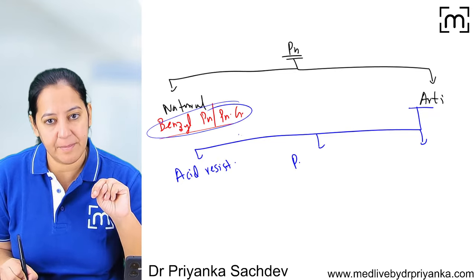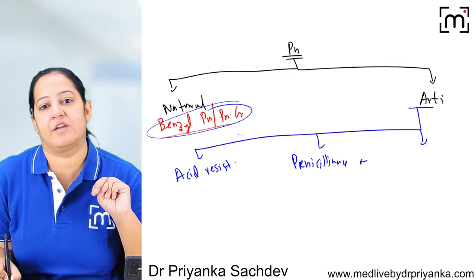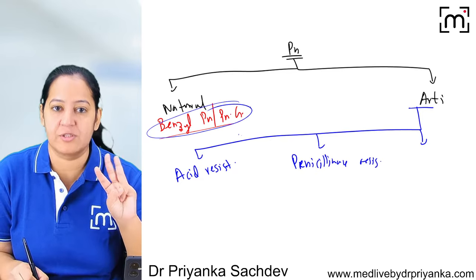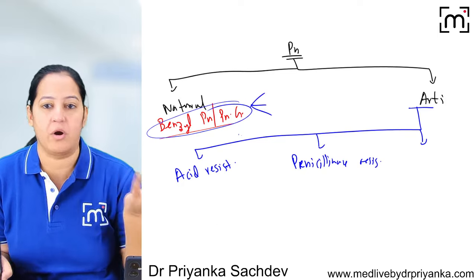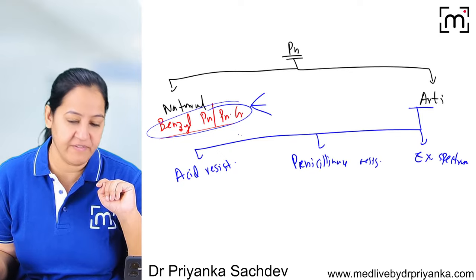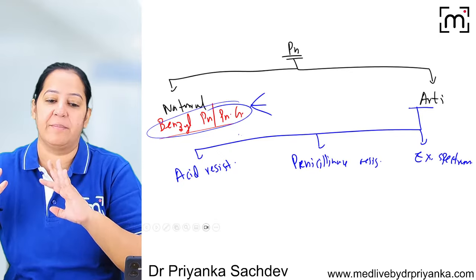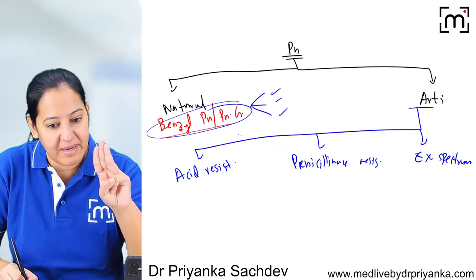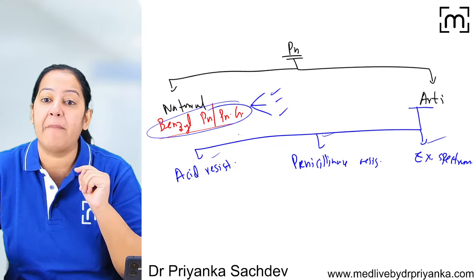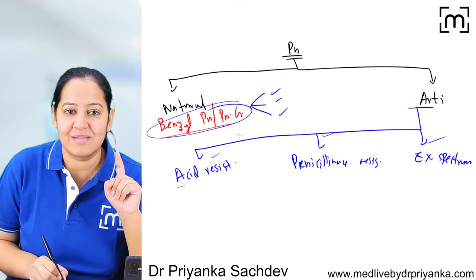So second, we have created a penicillinase resistant one. And the third problem, they have a narrow spectrum; they kill only gram positive. So the third we have created is extended spectrum. Everyone say yes. So we have overcome the three limitations, three shortcomings, by creating the synthetic versions.